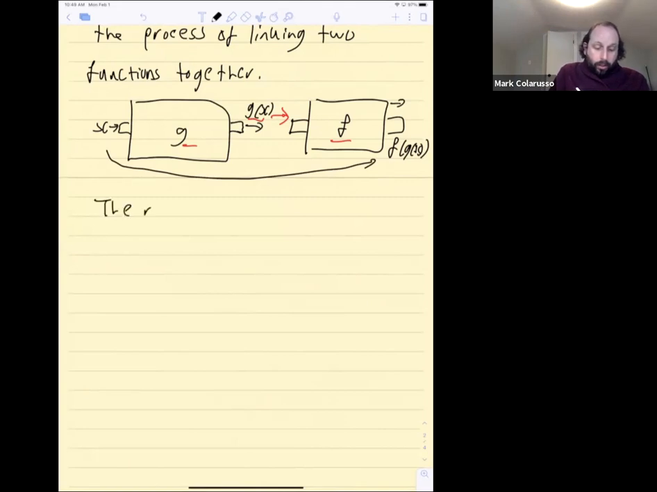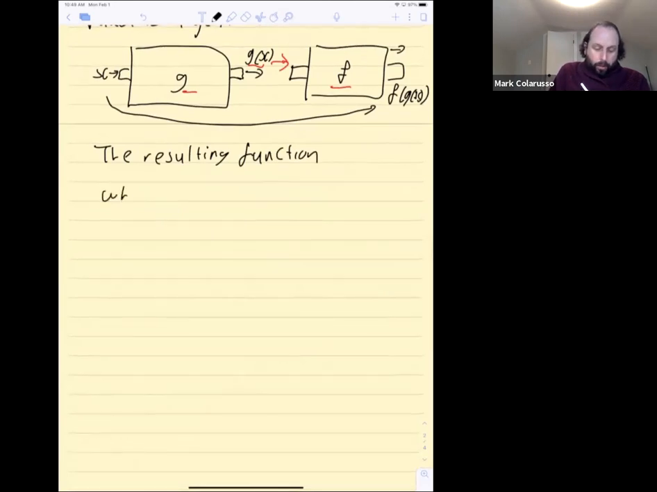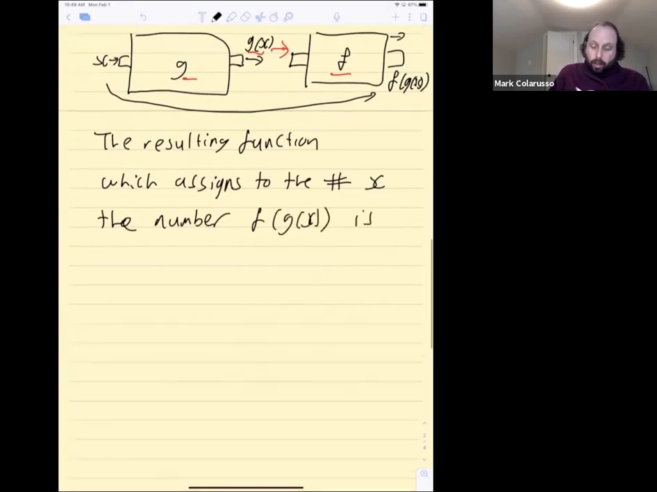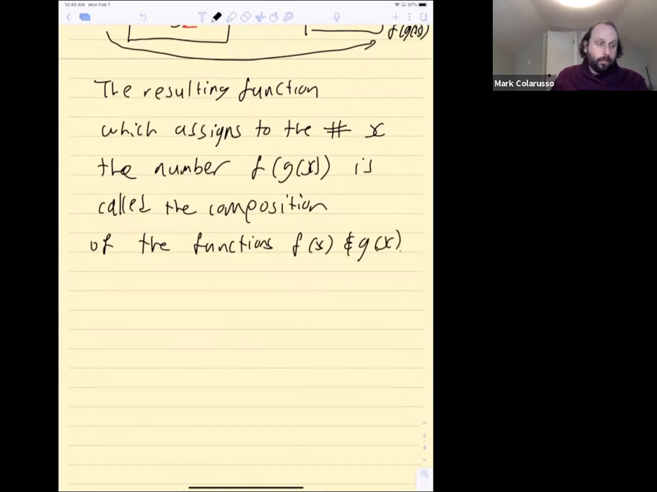So the resulting function, which assigns to the number x the number f of g at x, f evaluated at g at x, is called the composition of the functions f and g.